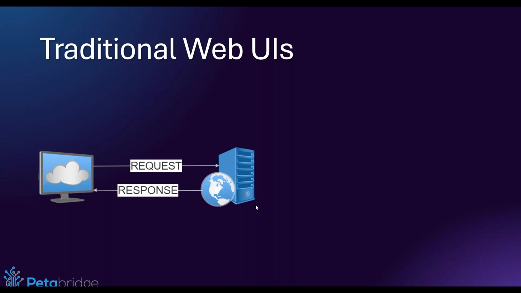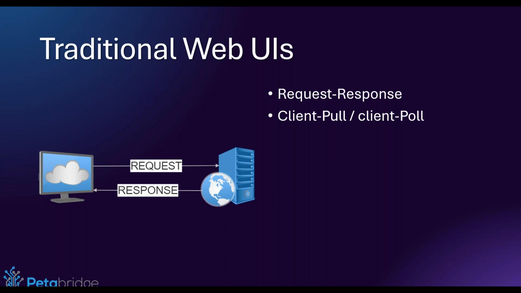So let's go ahead and start by talking about traditional web UIs. HTTP 1 and HTTP 2 are largely built around request-response oriented communication, or client pull models. That's really the name of the game here. And this is because HTTP is, generally speaking, a stateless protocol.